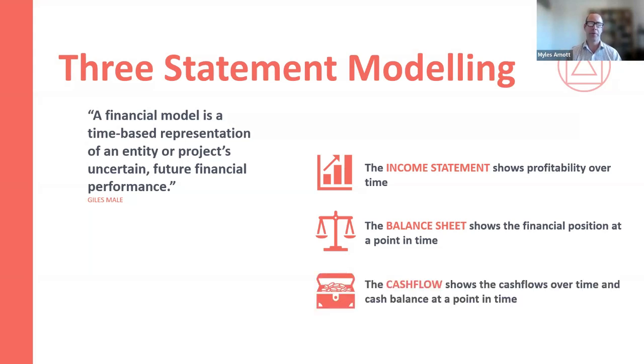And then the final of the three is the cash flow. The cash flow probably gets more attention than the balance sheet, in all honesty, because people know that they have to look after the cash. But again, cash will show movements over time. So it shows inflows and outflows over time, but it also shows the cash balance at a particular point in time. And that cash balance is obviously what we see on the balance sheet.